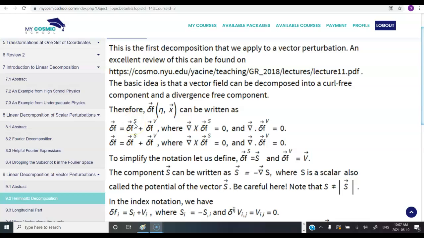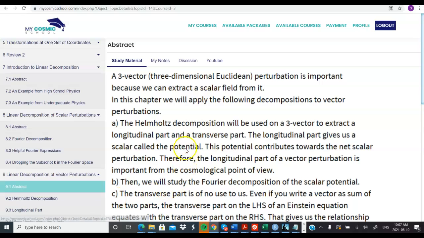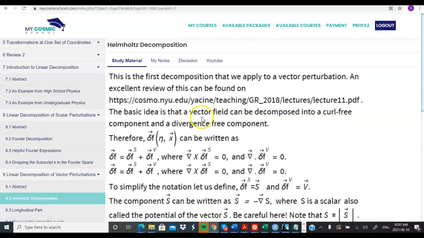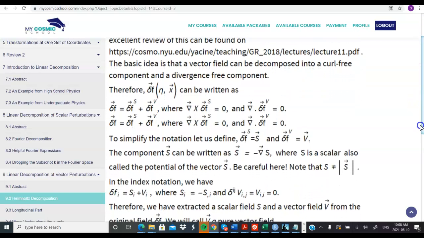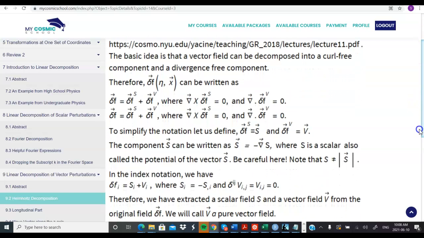Delta f_s is the longitudinal part which I talked about in the last video. So you can extract a longitudinal and a transverse part. The longitudinal part is the part that gives me a scalar. This is the longitudinal part, and this is the transverse part. So I am decomposing the vector into two parts, and in Fourier space they will be independent. They do not mix with each other. That's the beauty of this decomposition.